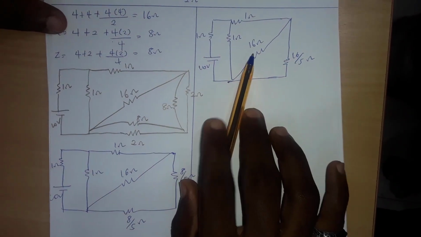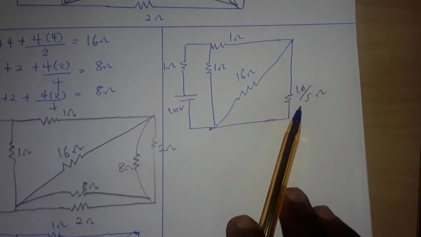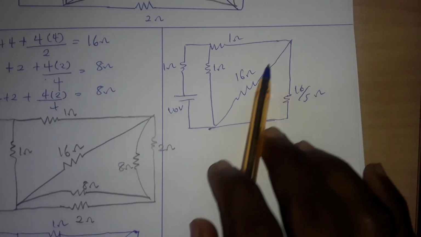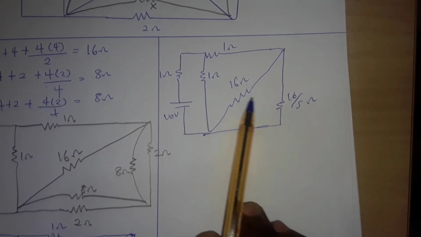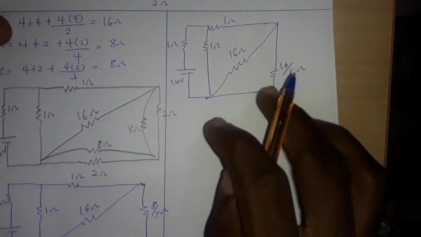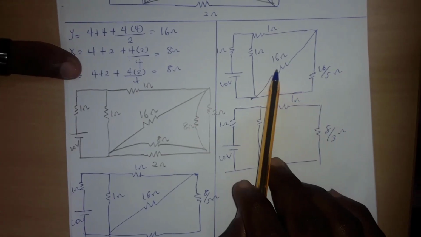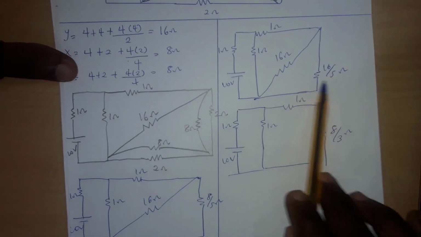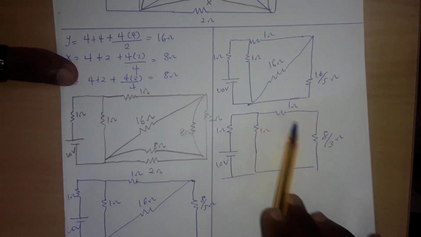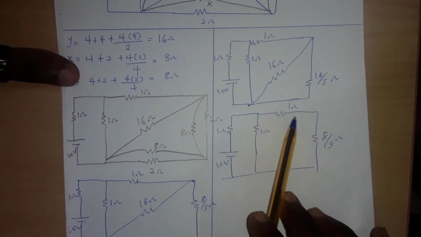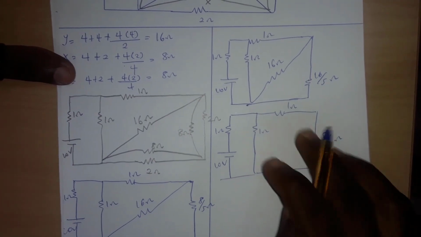So from here we can also say that this 16 ohm is in parallel with this 16 on 5 ohm, because we can traverse through this loop and we won't meet any other elements with the exception of these two. So this and this will also be in parallel, and it should give us 8 on 3. So the parallel combination of this 16 ohm and this 16 on 5 ohm gave us 8 on 3 ohm. So from here we can see that 8 on 3 is in series with this 1 ohm, and this should give us 11 on 3.